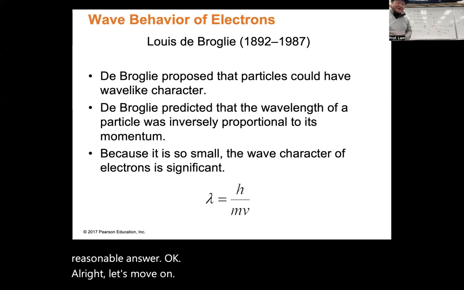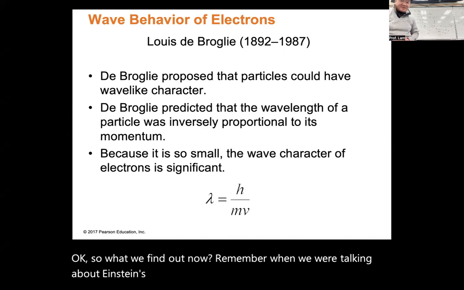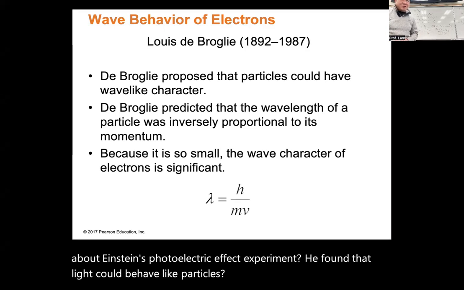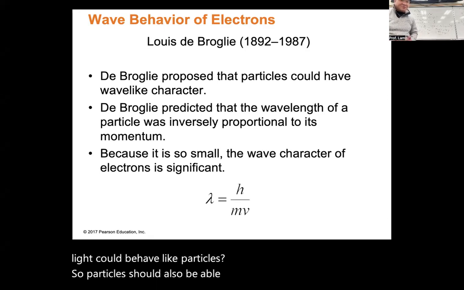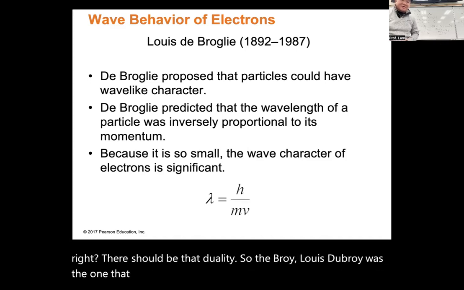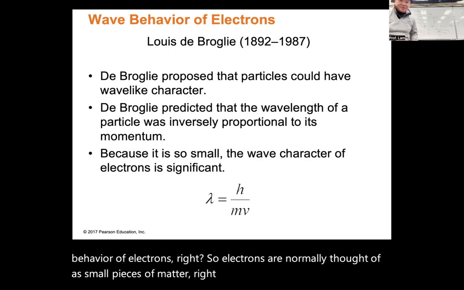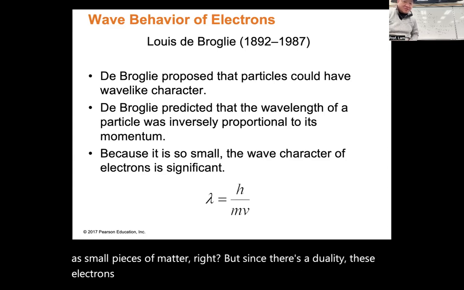Okay, so remember when we were talking about Einstein's photoelectric effect experiment, he found that light could behave like particles. So particles should also be able to behave similar to waves as well. There should be that duality. So Louis de Broglie was the one that came up with the equation to describe the wave behavior of electrons. Electrons are normally thought of as small pieces of matter, but since there's a duality, these electrons can also have wave behavior, especially because the electrons are really, really small.